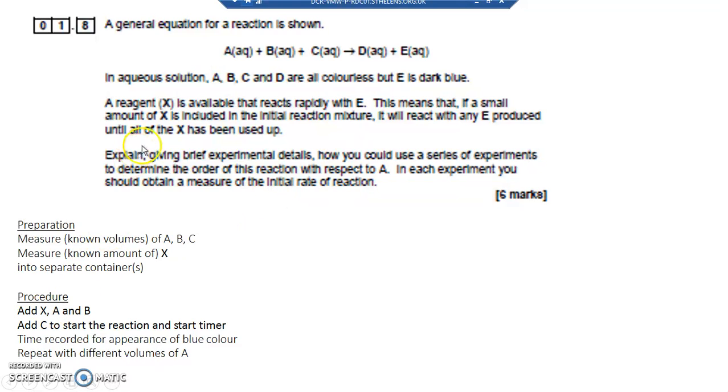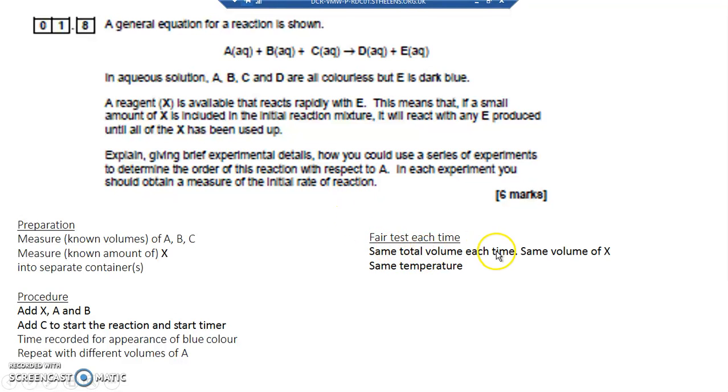So you add X, which is the reagent which is going to react with E, and A and B, and you start the reaction by adding the third chemical C, and you start a stopwatch. Then you time how long it takes for X to be used up, or rather for the E to start appearing and the blue colour to appear. Then you repeat it with different volumes of A, and from that experiment we can work out the initial rate of the reaction.